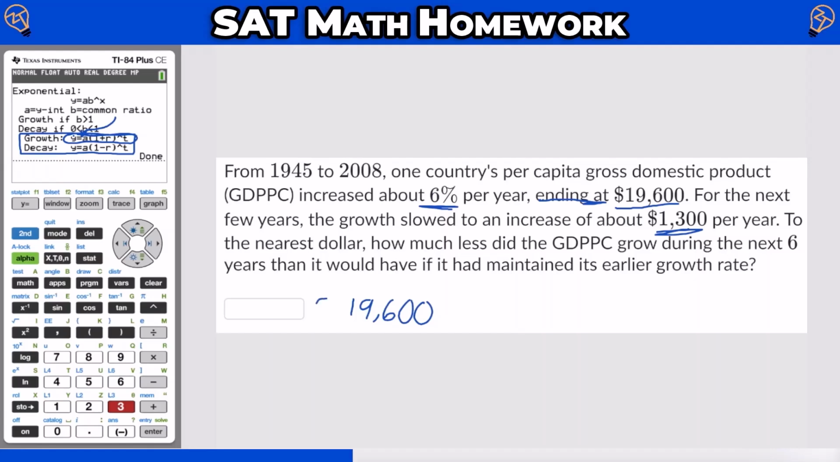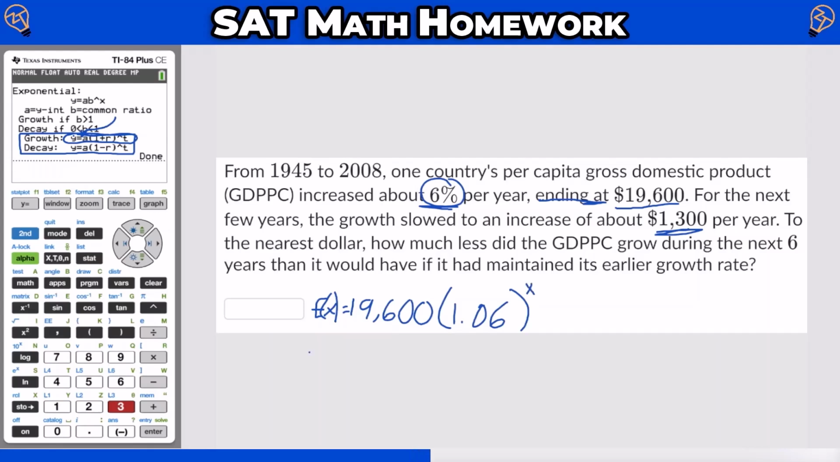Now we're going to call this the exponential function, and we know in parentheses it's 1 plus r, in other words 100% plus 6%, so 106%, which is 1.06. And it's to the, normally you would see t, we'll use x here, but that's the number of years.